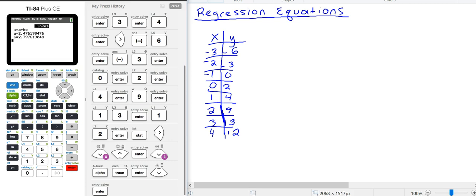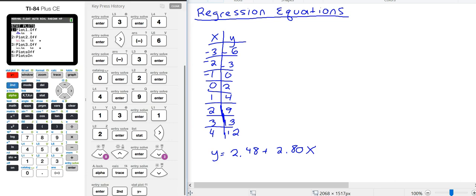And the calculator calculates for us this equation. y is equal to a plus bx, where a, let's round it off to the hundredth, a is 2.48 and b is 2.80. So y is equal to 2.48 plus 2.80x.